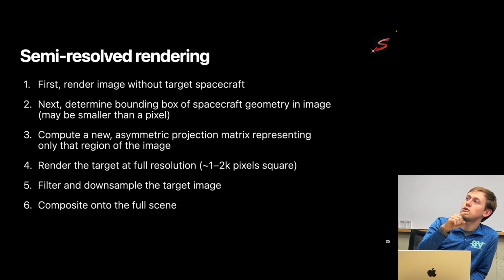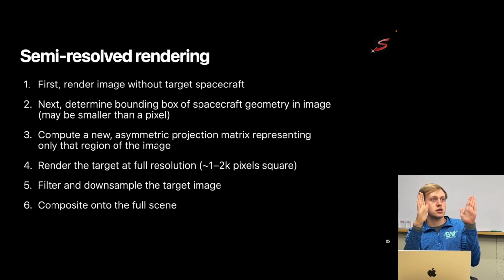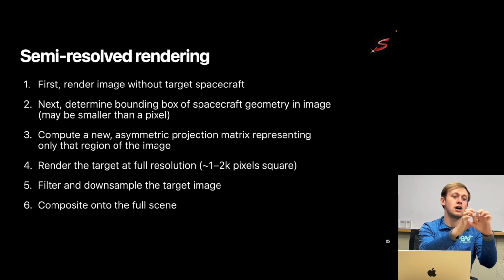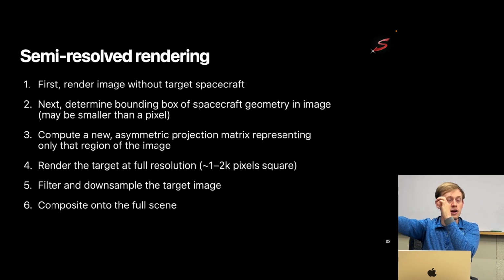And we then compute a new asymmetric projection matrix. So the whole image had an original projection matrix. We ask, what's the tiny slice of this projection matrix that would intersect with this bounding box? And we then render the target spacecraft at full resolution into a few thousand by few thousand size image at that tiny projection matrix. So you can imagine this, you can think of this as looking through a really long telescope at the target.